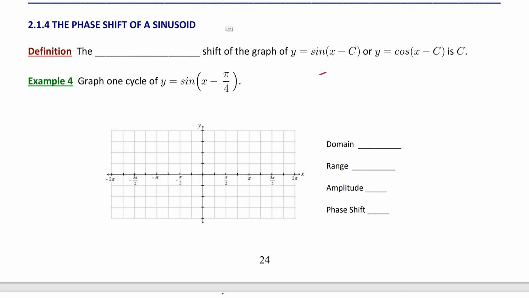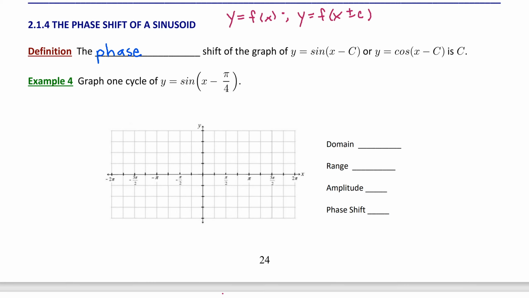Recall from college algebra that if f of x is an elementary function, then the graph of y equal to f of x plus or minus a constant resembles the graph of the parent function. It's just shifted horizontally to the left or to the right by c units. In trigonometry, we call that a phase shift. Definition: the phase shift of the graph of y equals sine of x minus c or cosine of x minus c is equal to c.